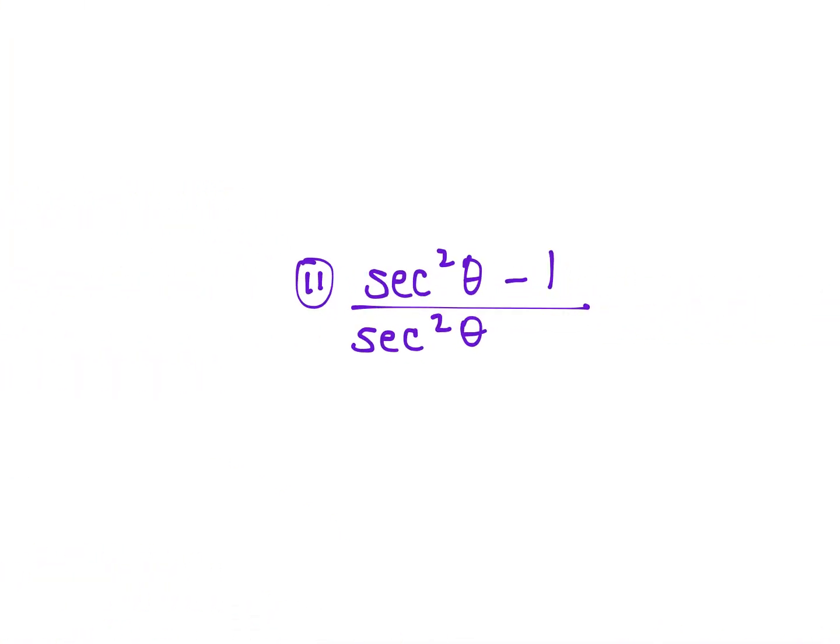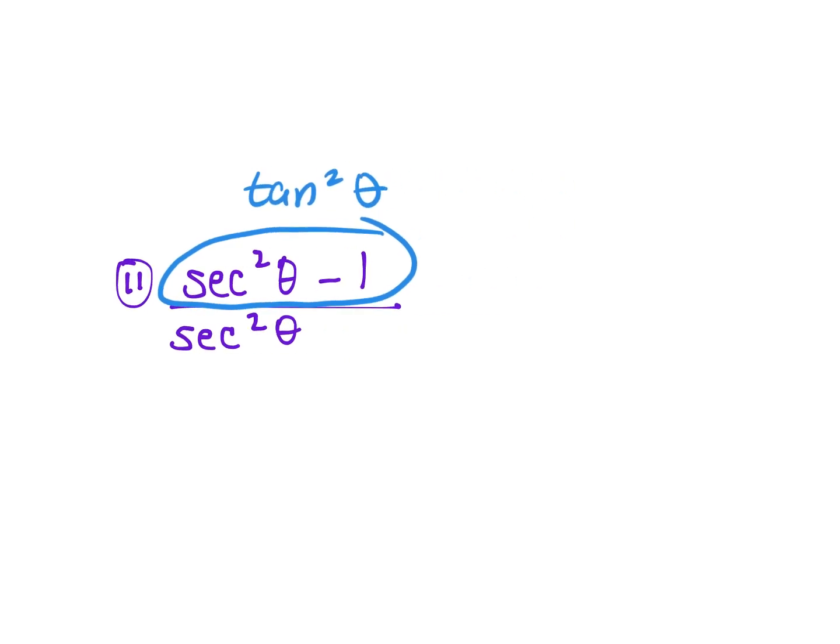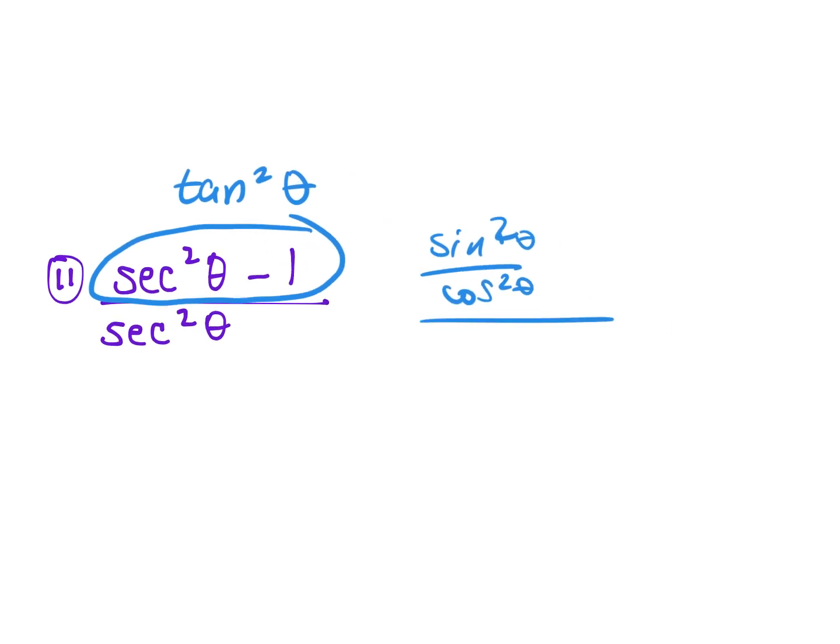All right, what about 11? Is there a trig function that has secant squared and a minus 1 or a plus 1? Yes. Okay, what does it equal? So this I can replace with tangent squared. You guys agree? Okay, so I'm left with tangent squared over secant squared. I'm going to change tangent to sine over cosine. You guys agree? Divided by what's secant?